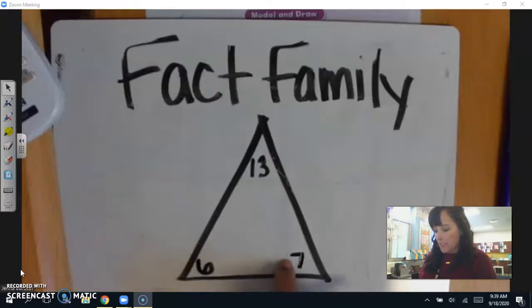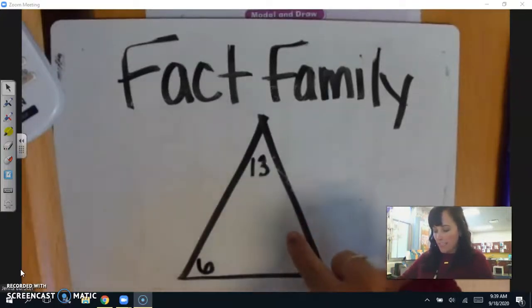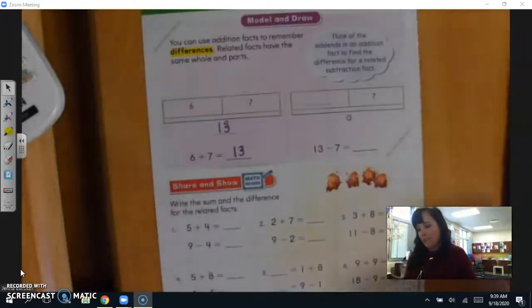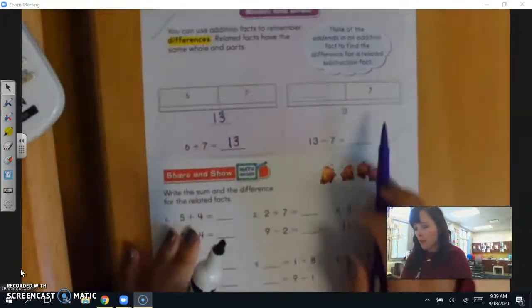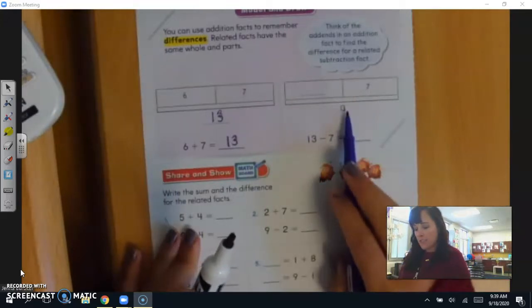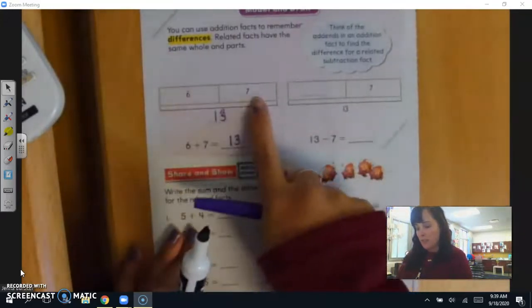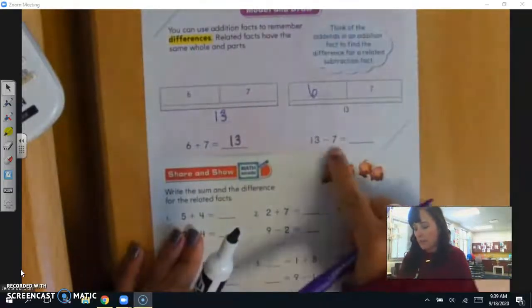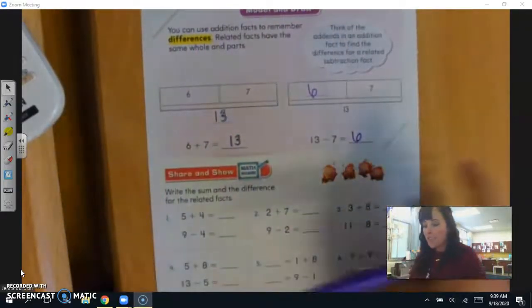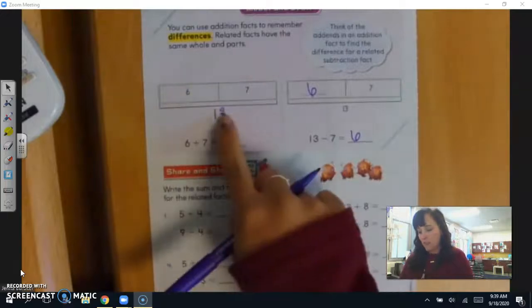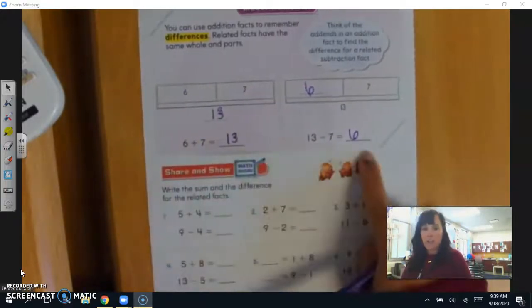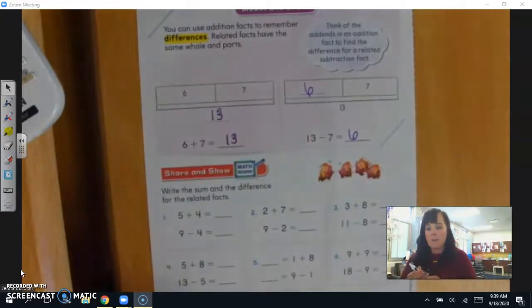So 6 plus 7 equals 13. And the same way, 13 minus 7 will equal 6. So when we go over here, if we know this part is 7 and this is 13, if we know that 6 plus 7 equals 13, then we know that the last part is 6. 13 minus 7 equals 6. See how they're all the same numbers? 6, 7, and 13. Here's an addition sentence and here's a subtraction. It's just a fact family.